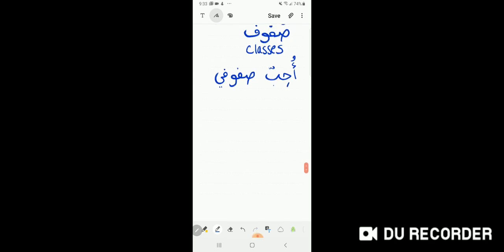Okay, so we're going to flip the page. We're now on page 148. I move on to the next letter. And this letter is the letter qaf.